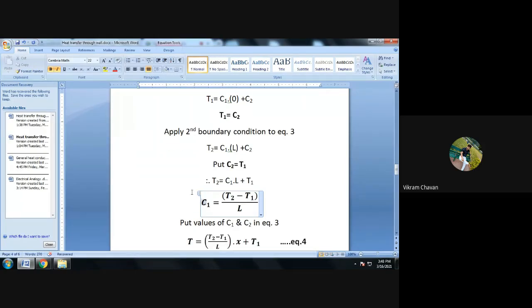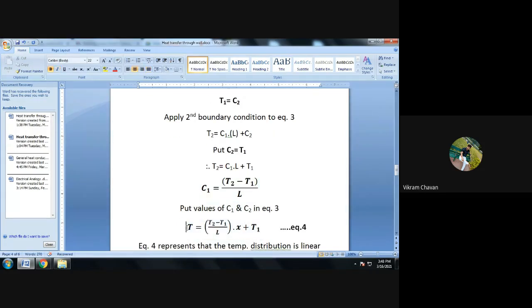Now we know both the values, that is C1 and C2. Just put those C1 and C2 values in our general equation, the equation we got after integrating. So we'll get the equation T is equal to (T2 minus T1) divided by L, which is C1, multiplied by X plus T1. T1 is nothing but C2. So T is equal to (T2 minus T1) divided by L, multiplied by X plus T1.